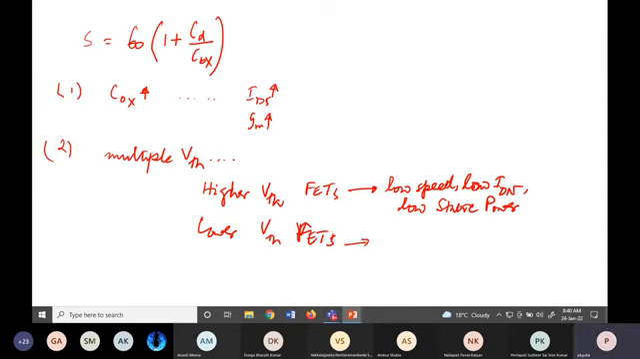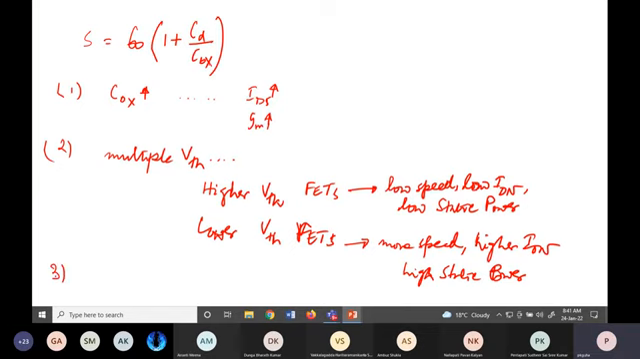What about lower VTH? Lower VTH FETs will have more speed, higher Ion, but high static power dissipation. So instead of having all the MOSFETs as lower VTH, we can use a combination so that we can get both the advantages, right? So this is another thing people tried.